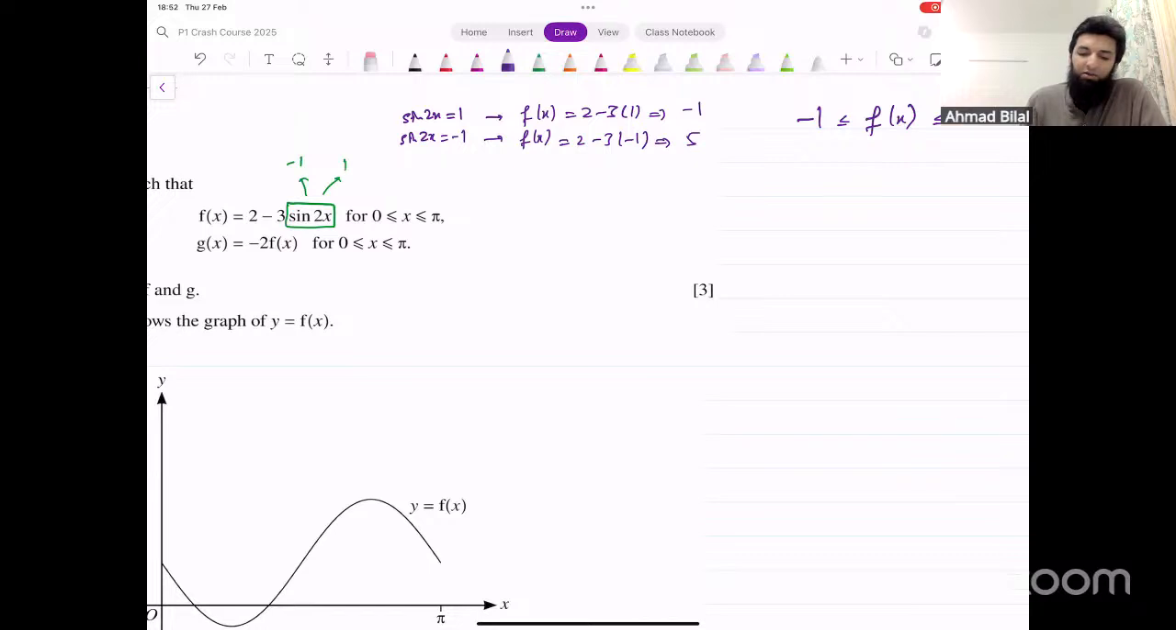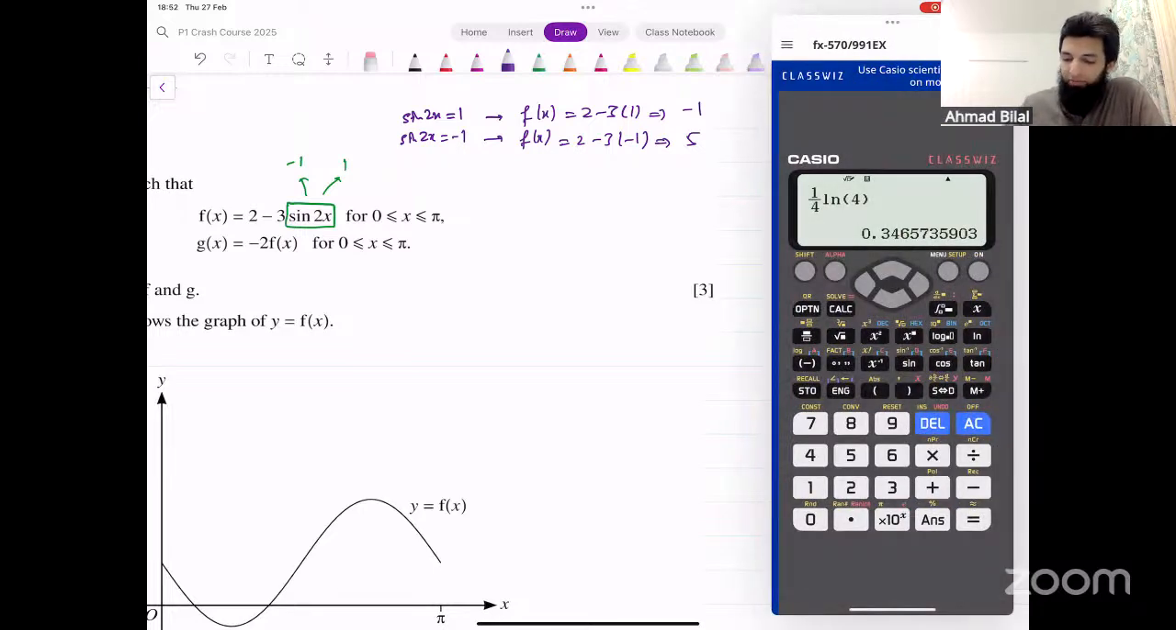If you find it hard to think of how the period is changing, the simpler way is just to use the table function on a calculator. We did that the other day as well. Go to the table function and put that function there, 2 minus 3 sine of 2x. Make sure your calculator is in radian mode. Start at 0, end at pi. And then the interval should be small enough that you have like 8, 9 values.